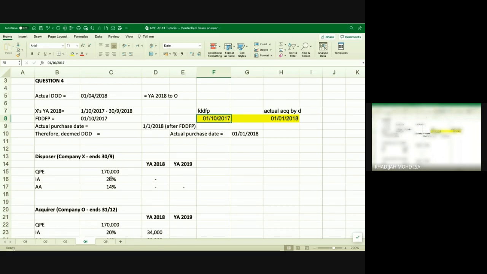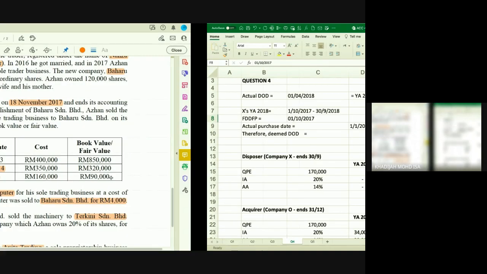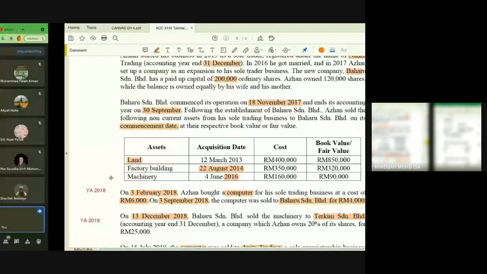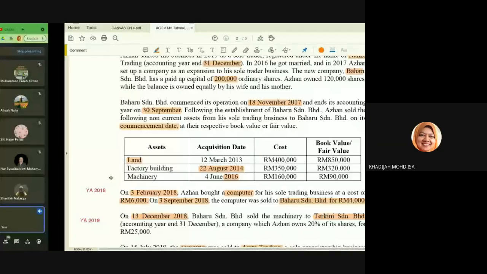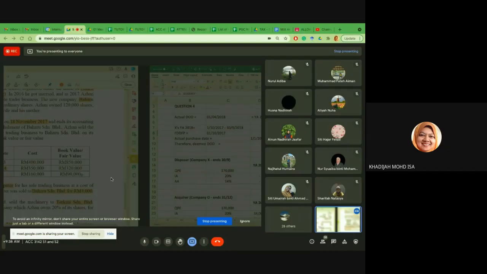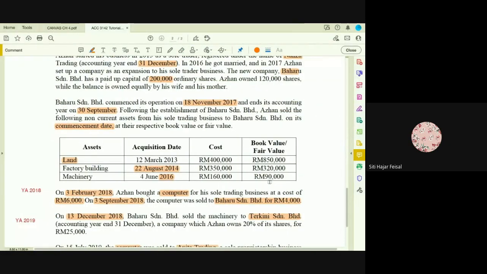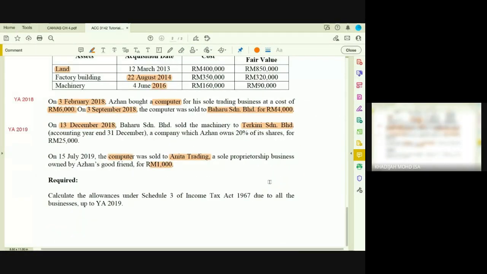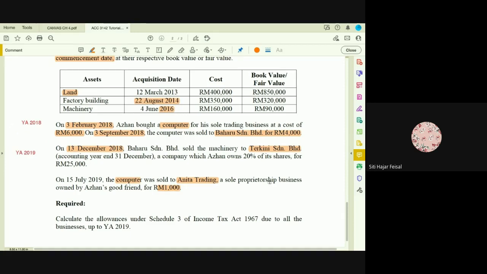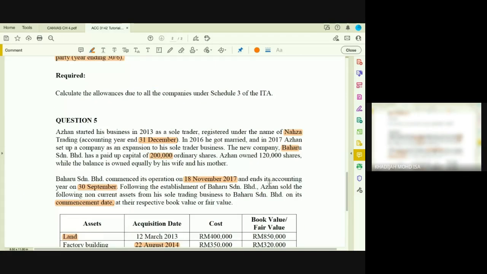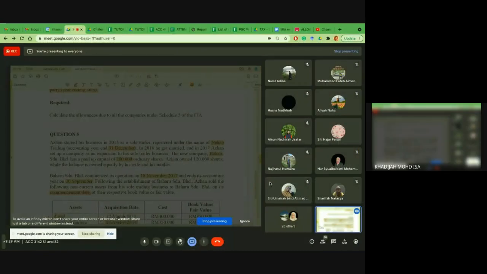Right, okay. Let's see who else needs to be asked. I can't see everyone's names. Siti Hajar. Yes, madam. Which part are you not clear about? So far okay. Okay, alright. So if Siti Hajar says she is okay, I assume everyone else is okay as well. Yeah? Alright, so it means that I just needed to get some feedback from you.